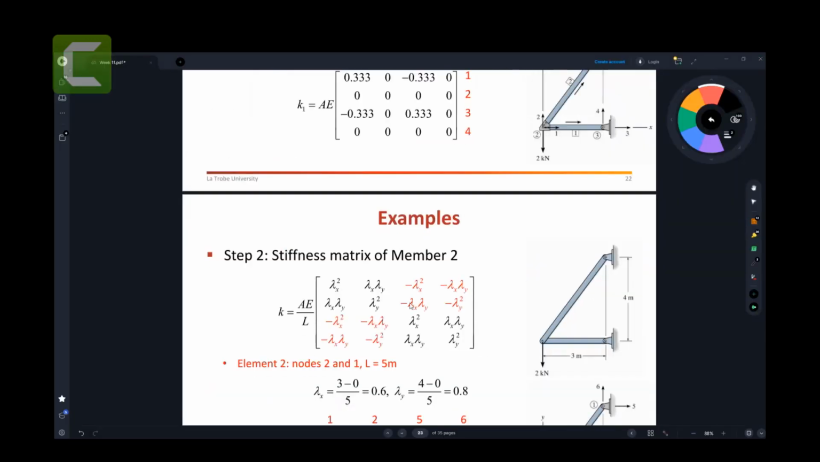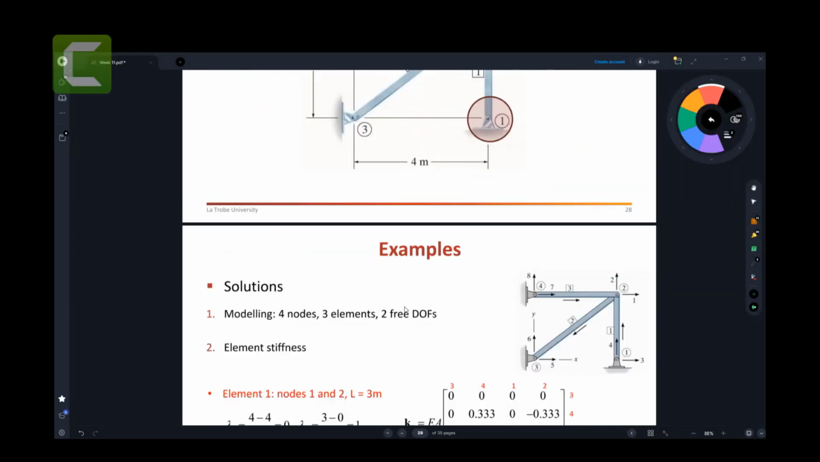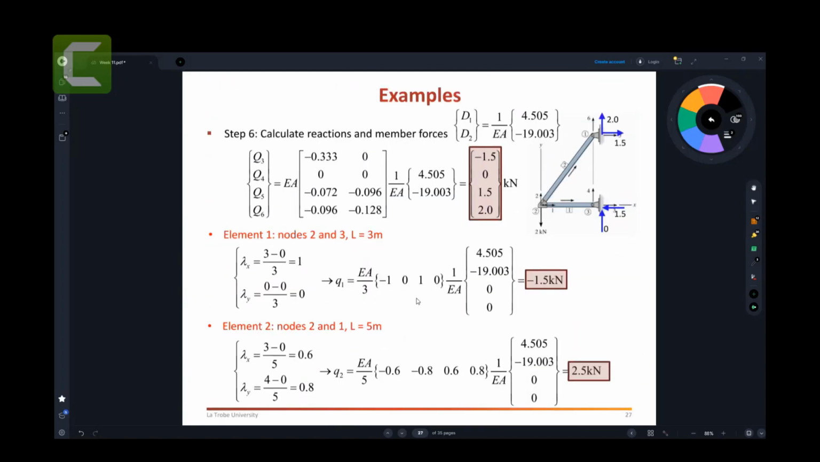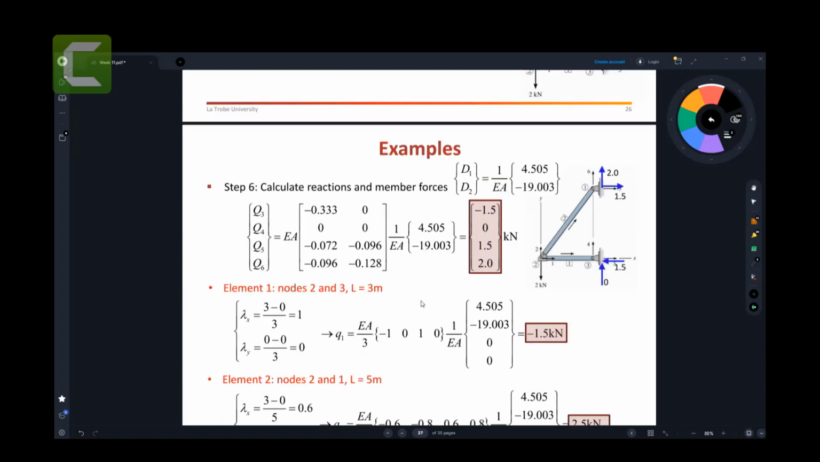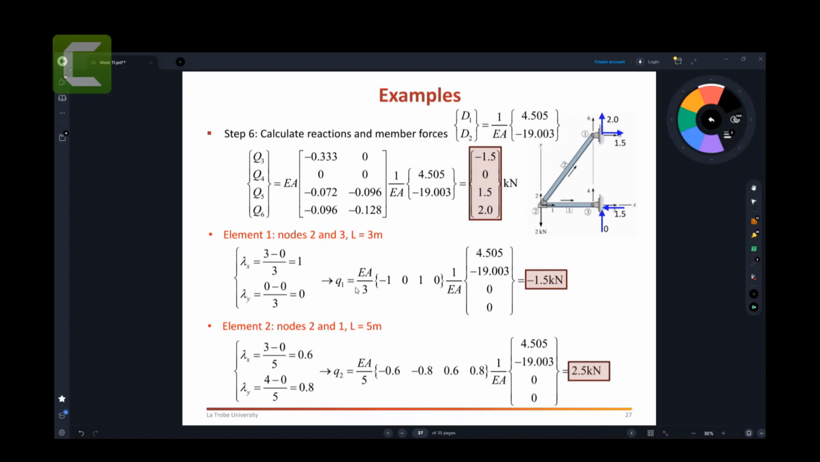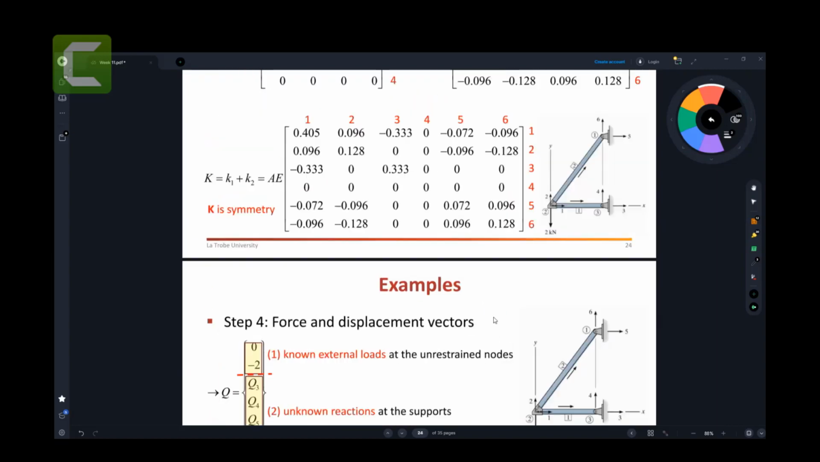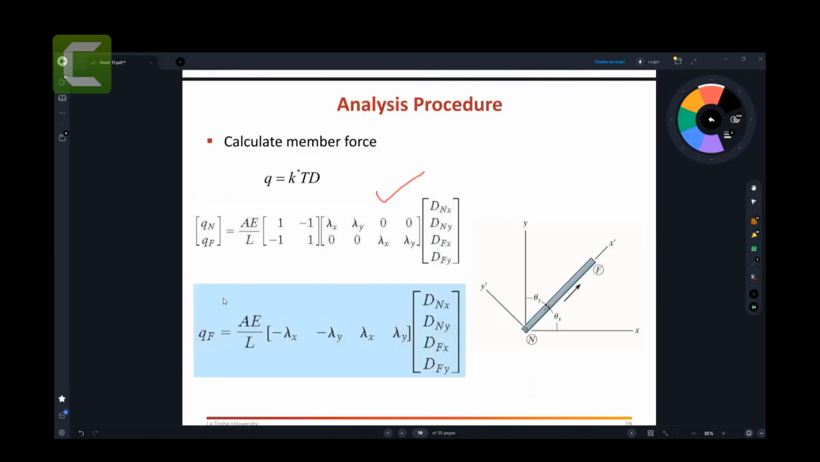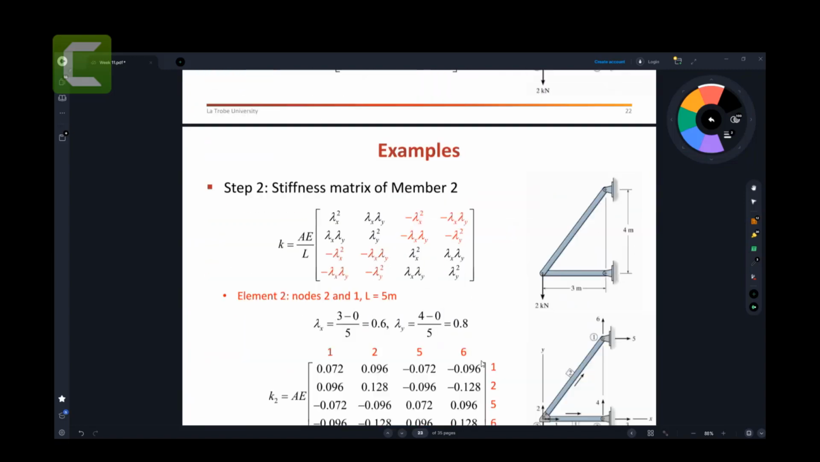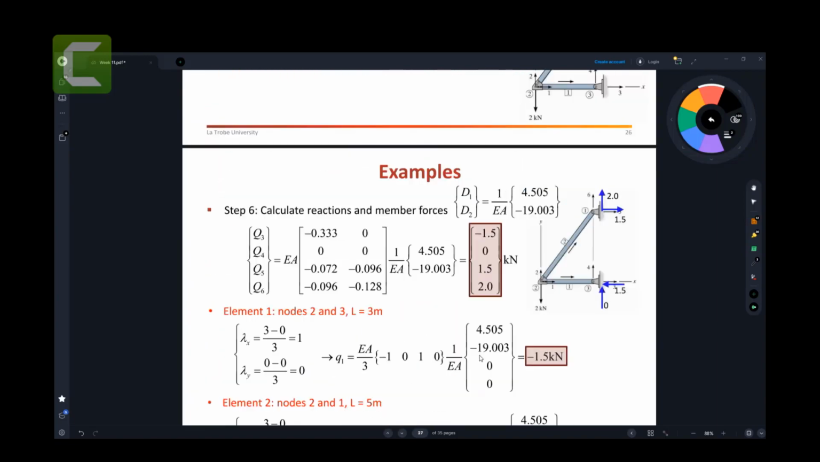That you can do by yourself. The calculation of member force, like here you go. You can calculate the member force using the equations. That equation is very simple. So you can have area, Young modulus, lambda x, lambda y, and you have a displacement, so you just need to multiply these ones here. The procedure is given here, so you can go through it by yourself.